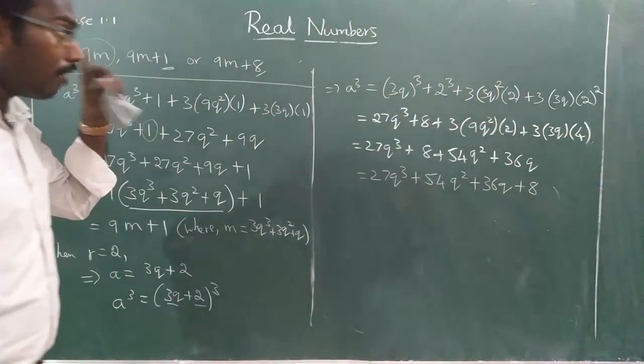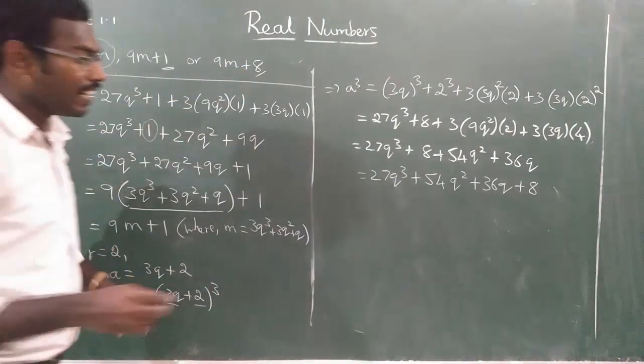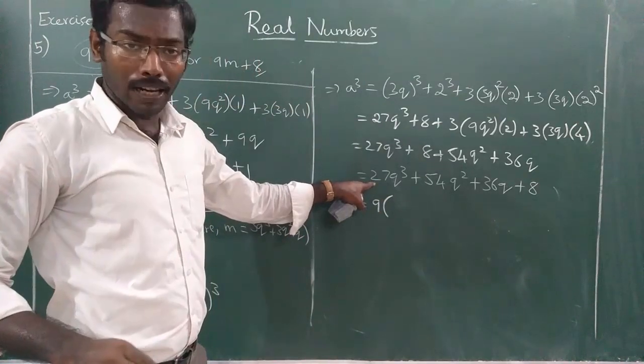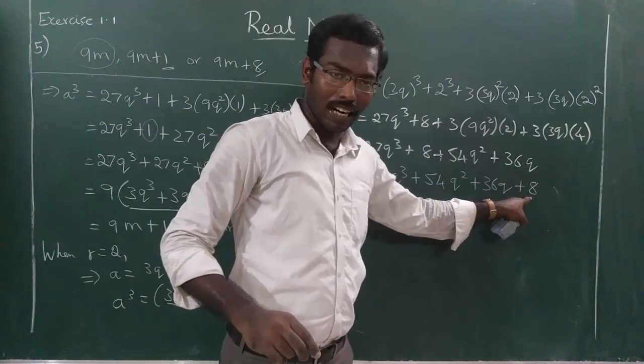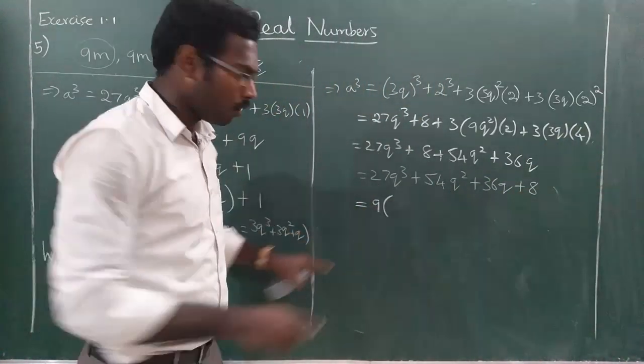Now we should bring it out to the form 9m plus 8. So take the 9 commonly outside. If you take 9, this is divisible by 9, this is divisible by 9, this is divisible by 9, but this is not. So keep that plus 8 separately. And now we take the 9 commonly outside.